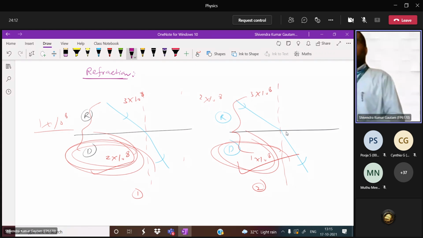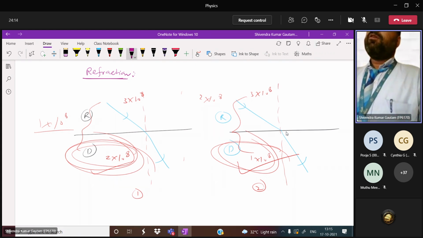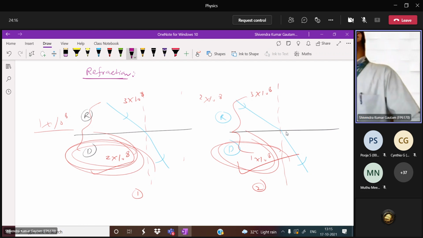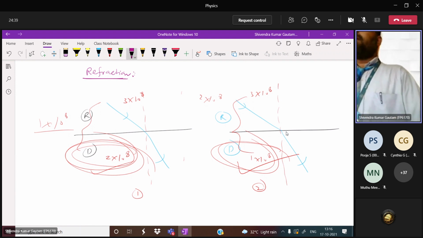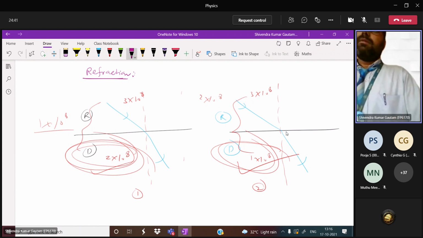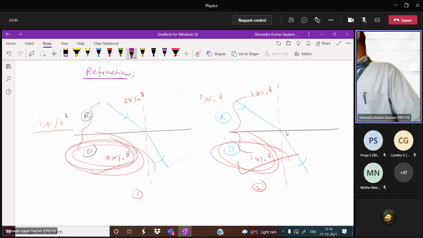The phenomenon of bending of a ray of light when it passes from one medium to another medium is called refraction.